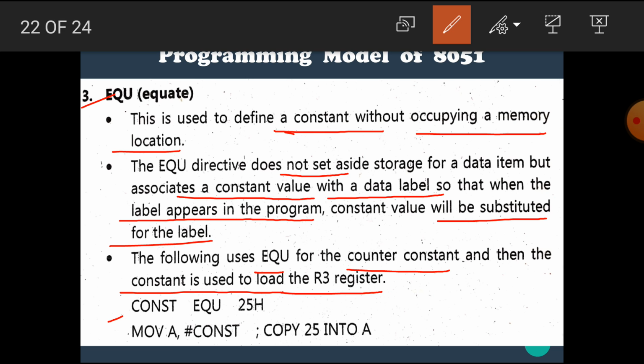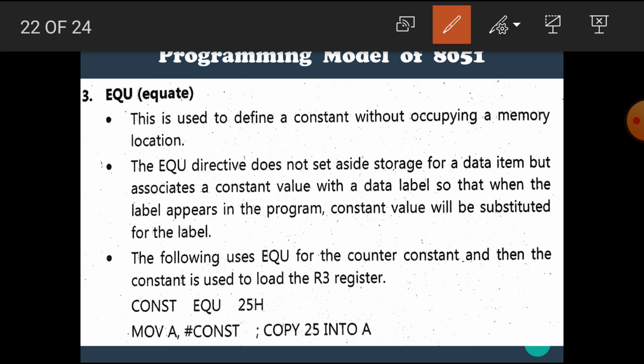That means constant equate 25h. Move A comma constant. After the execution of the equate directive, this constant has the value 25h. Then move A comma immediate constant. The constant has the value 25h, and this 25h value now loads into the accumulator. Hence, after the execution of this instruction, the accumulator has the value 25h.